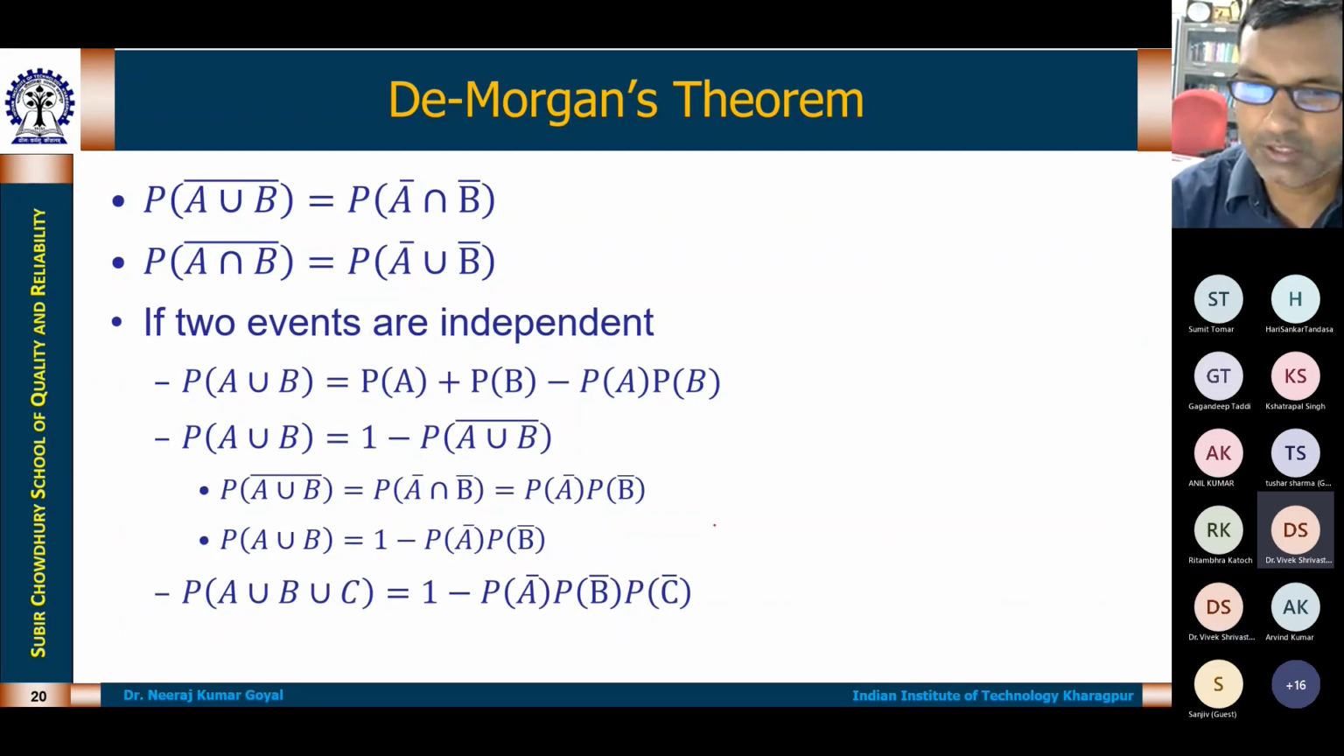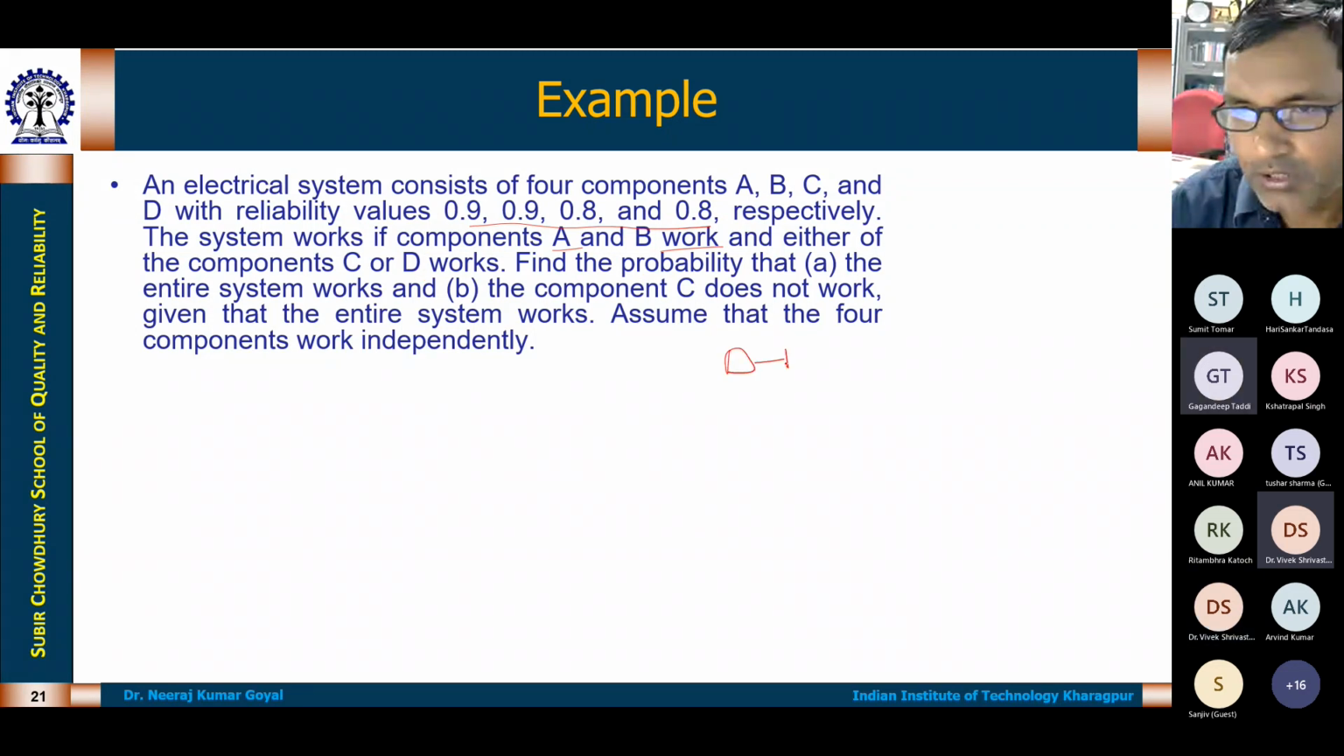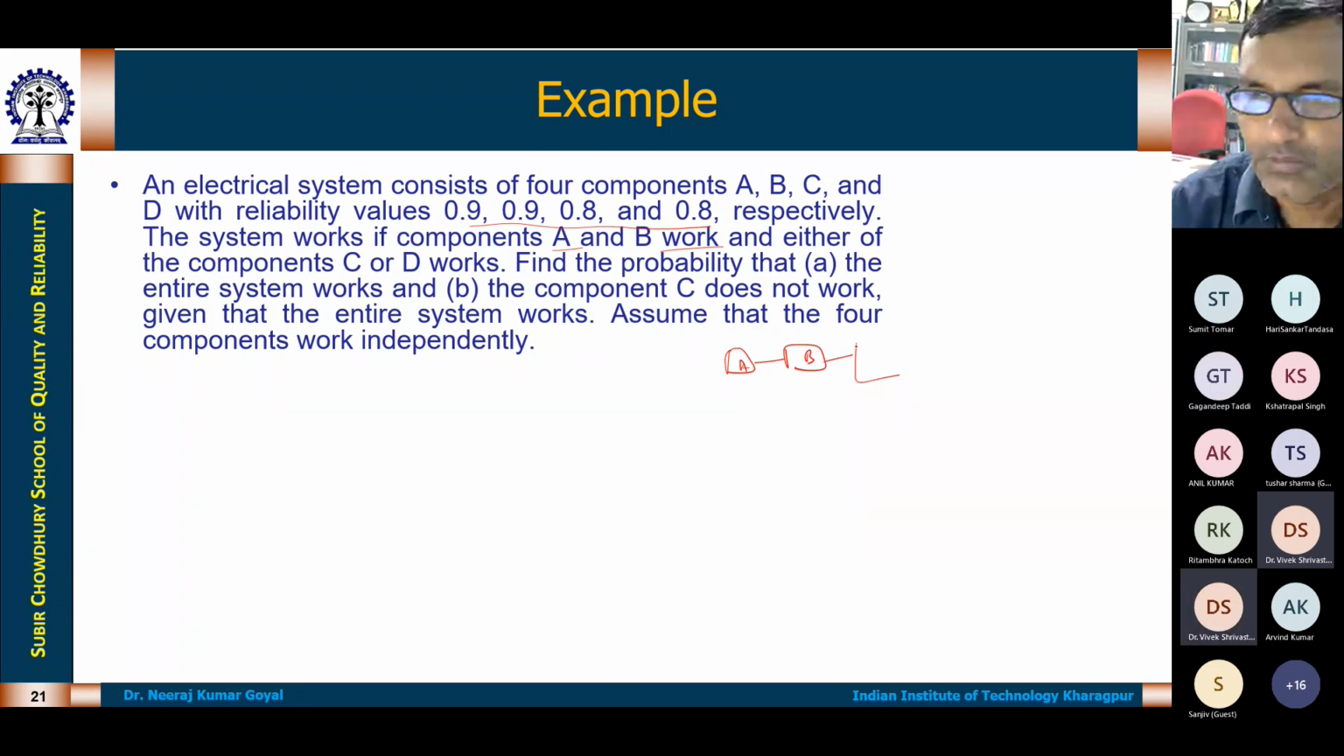De Morgan we have already discussed, right? How to use this. Here we can use this example where we have 4 components in a system, and this will work if components A and B work and either of components C and D work. That means A has to work, B has to work, and either C or D. So what does it mean? A and B are in series, and C and D are in parallel with each other, but they are in series with A and B. Find the probability that the system works.